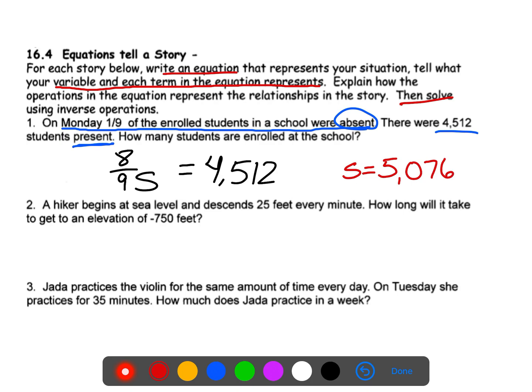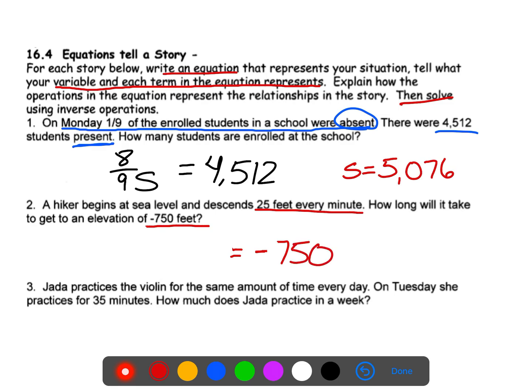Now for the next one, a hiker begins at sea level and descends 25 feet every minute. How long will it take to get to an elevation of negative 750 feet? So let's write that equation. Let's make one side of the equation that total that we're trying to get to.